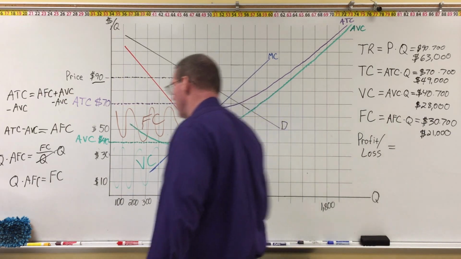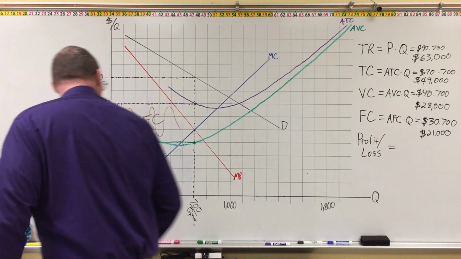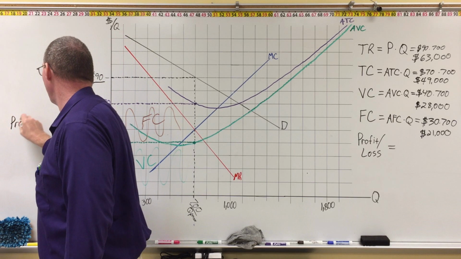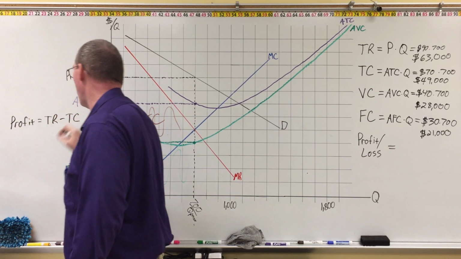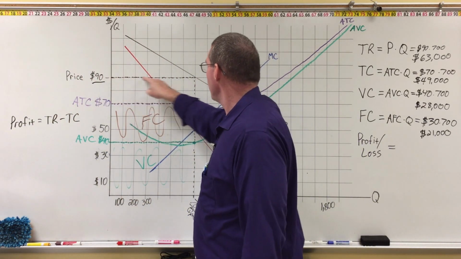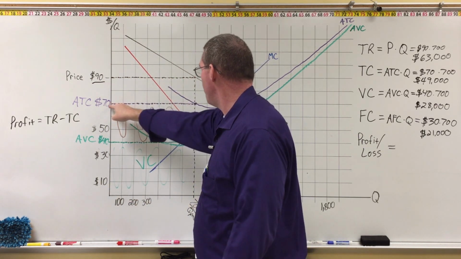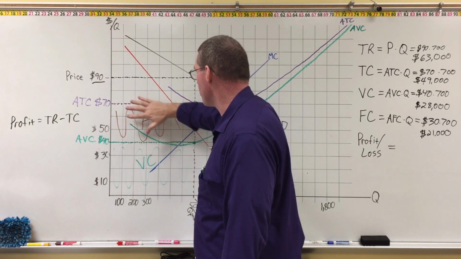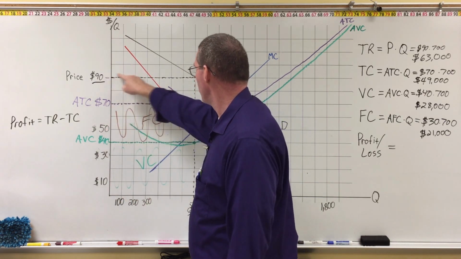And so here's what I want to point out. Didn't we learn, it was one of the first things that we learned when we learned the profit equation, that profit or loss is equal to total revenue minus total cost. So, if this large rectangle is total revenue and this rectangle is total cost, then all we have to do is subtract this rectangle from this rectangle.